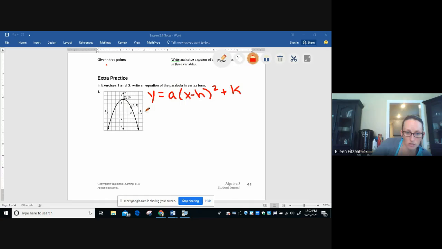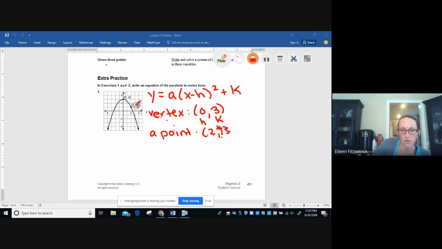All right, so I just gave a lot of information. Let's write what information is given. You're given the vertex, which is (0, 3). So that's your h and your k. And then you're given a point. The point you're given is (2, 1).